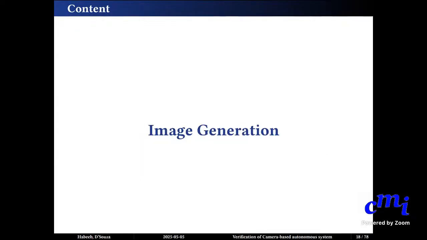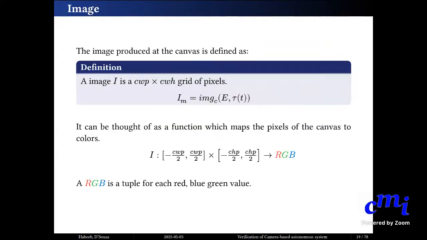Now image generation. The image in the canvas is a CWP by CHP grid of pixels. The image is a function which maps these pixels to some RGB color. I'll be explaining this later.